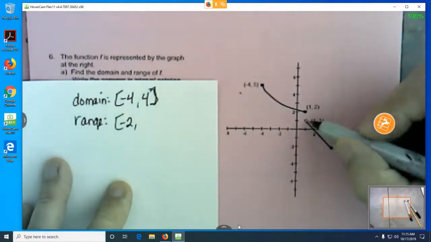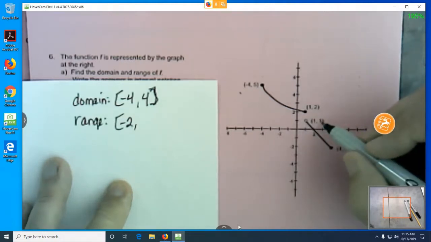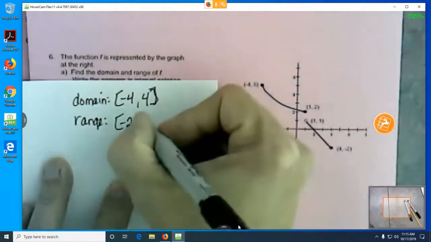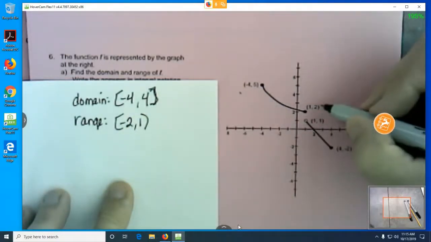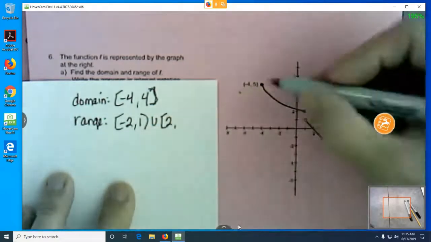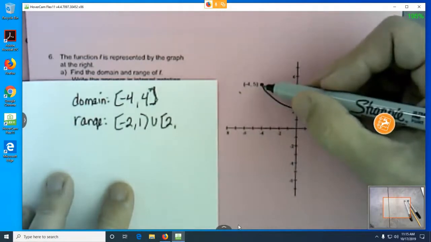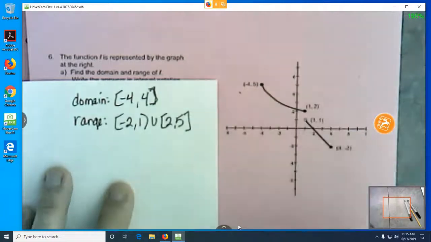So we come up to this point. So this part stops at this point. Our y value there is 1. And then it jumps up to here. So it starts again at this point, and our y value there is 2. And then it goes up to here. This is our highest point. The y value for that is 5, so that's where our range ends.